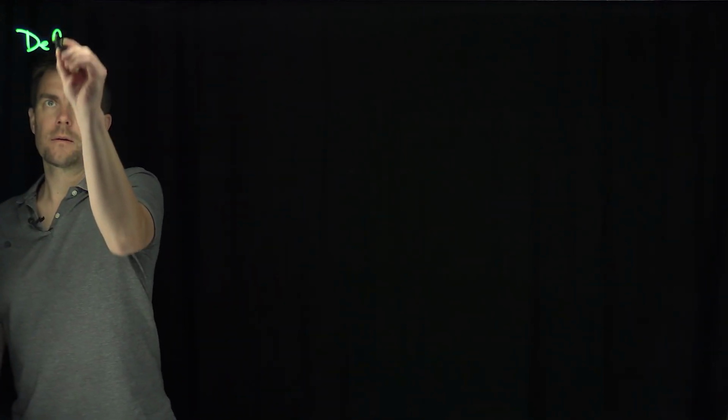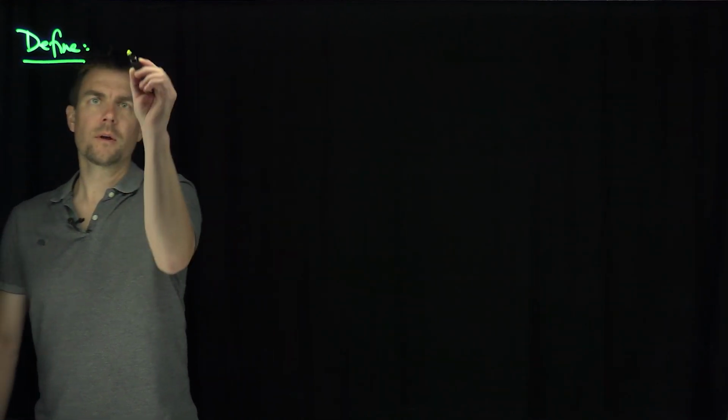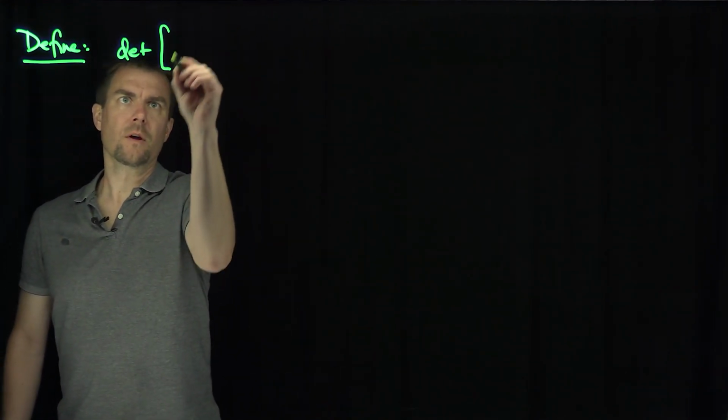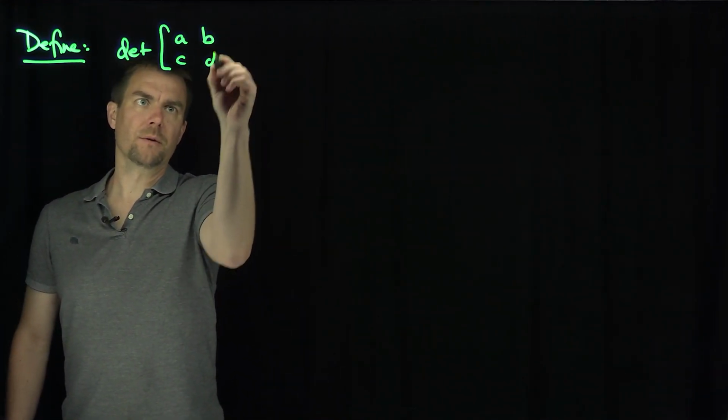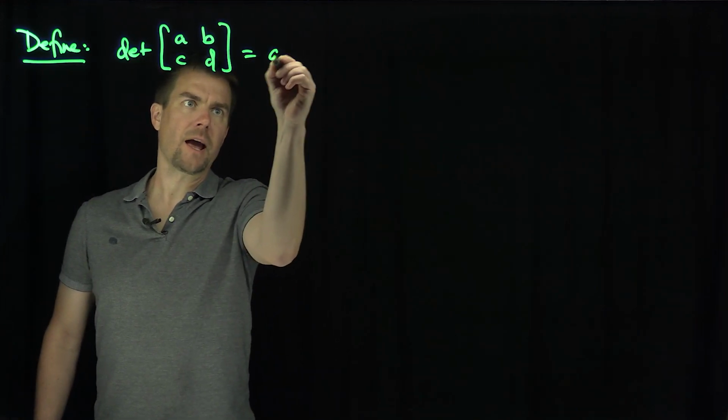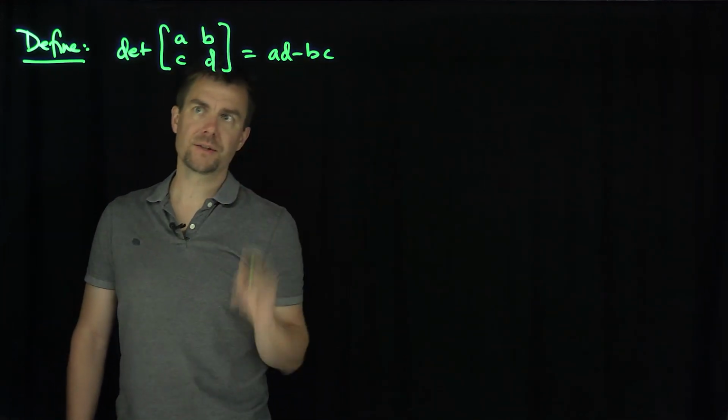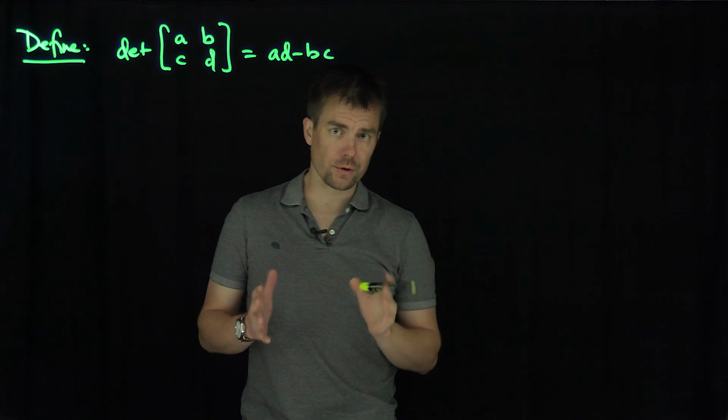Hello students, in this video we'll begin our discussion about determinants. Let's define the determinant of a 2 by 2 matrix as follows. It's going to be AD minus BC. This is the definition of a two-dimensional determinant.